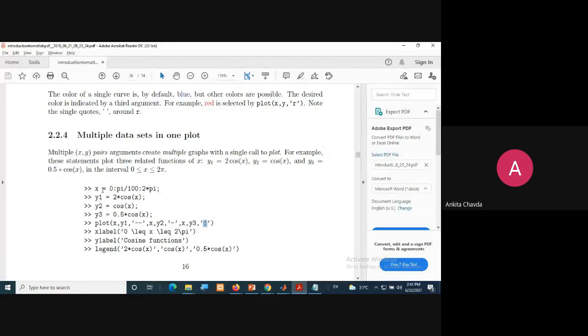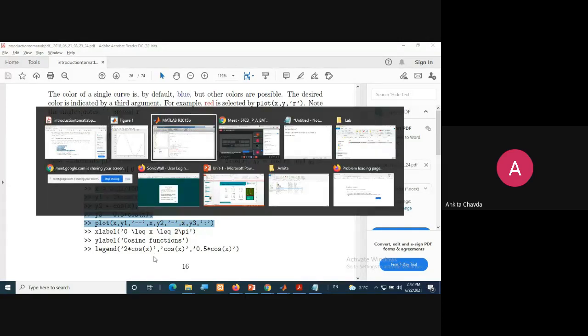So you just try this first, up to this point. You try this and let me know. After that, I'll give you another task to add the x label, y label and the legend.